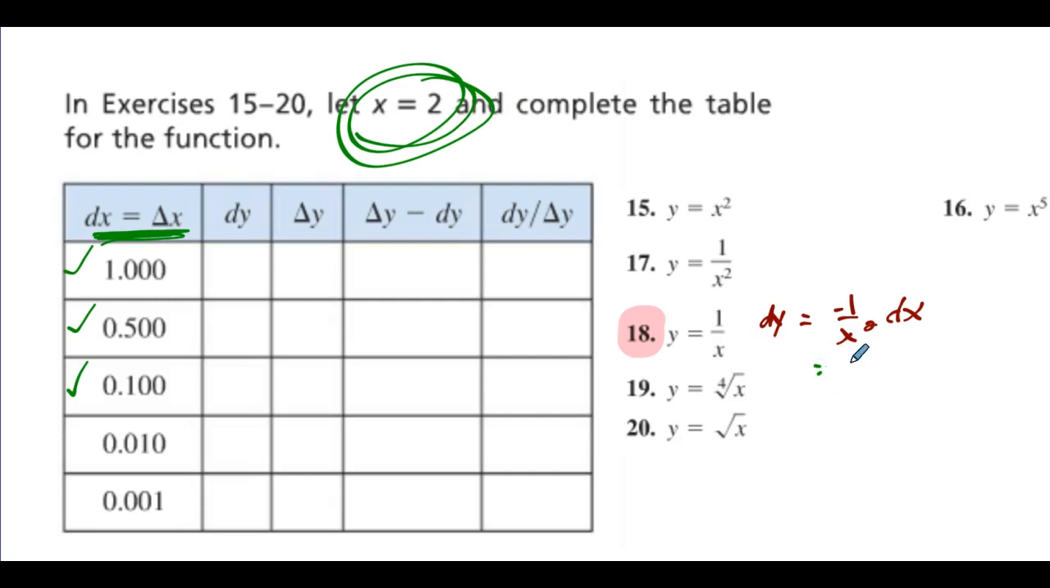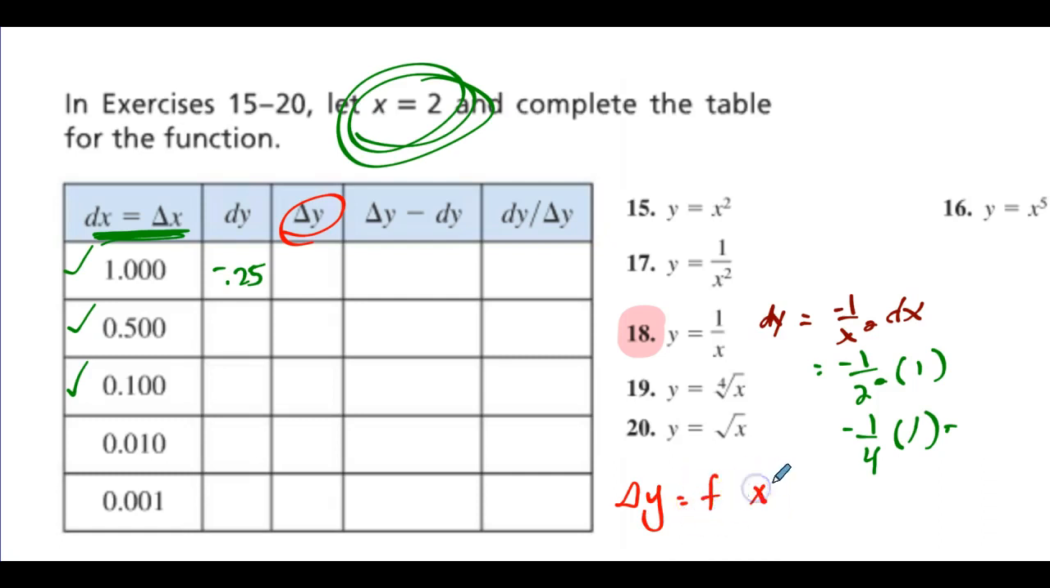So if we let x be 2, so -1 over 2 squared, and then dx is 1, we get -1 over 4 times 1, which is -1/4. I could write that as -0.25. The next thing it asks for is delta y, and remember we have a nice little definition for delta y. Delta y was defined as f of x plus delta x minus f of x.